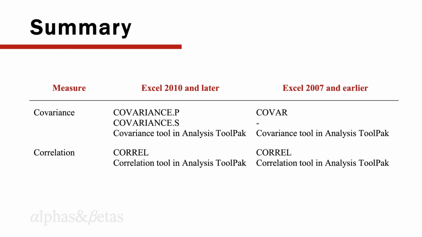In summary, these are the main measures of association, and how you can find them in Excel. In older versions of Excel, the covariance p function is called covar. There's no function for the sample covariance.